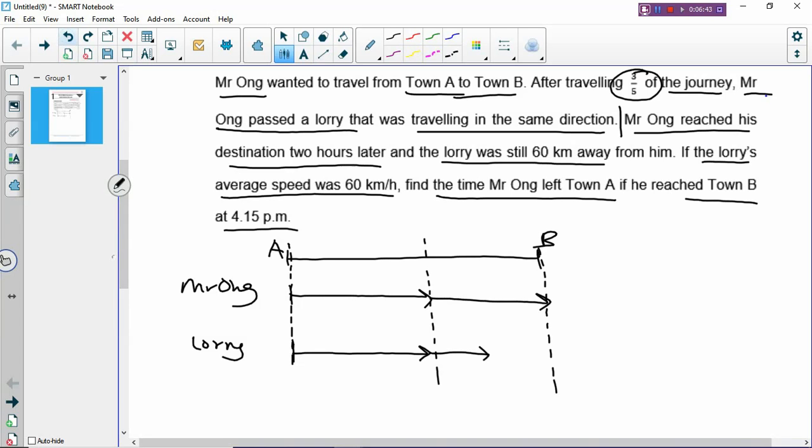And when Mr. Ong reached the destination 2 hours later, the lorry was still 60 kilometers away from him. So I have the arrow sign to show the distance away. Maybe I can just put down 60 kilometers away from him. You can put that if you want. Alright? And if the lorry speed was 60 kilometers per hour, find the time Mr. Ong left town A if he reached town B at 4:15. So this is the time that he reached town B, and find the time he left town A, which is question mark over here. Okay, now we have actually drawn out the whole thing already.